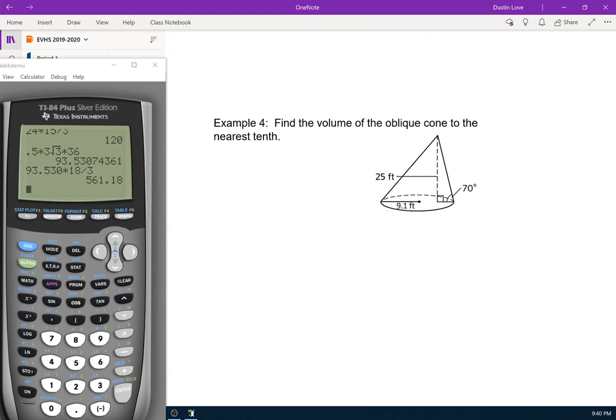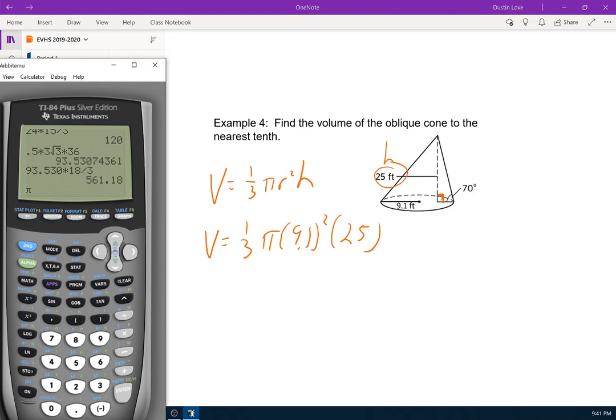All right, this one at first looks like we're going to have to do some trig until you realize that with the volume being 1/3 pi r squared h, and h is the true height, the perpendicular height, since we have a right angle right here, 25 is h. So we can plug this directly in. 1/3 times pi times 9.1 squared times 25. So that is pi times 9.1 squared times 25 divided by 3.